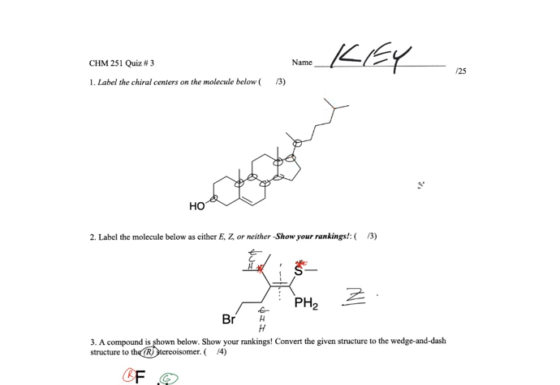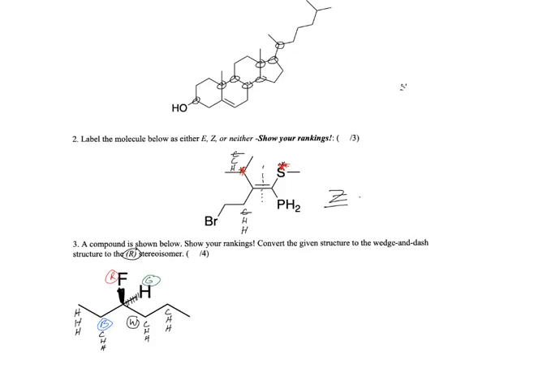Not this one because these are 2 methyls, so those aren't different. So look where those things are together. It's a classic steroid. It's actually a cholesterol type molecule. So you can see the number of asymmetric centers there.